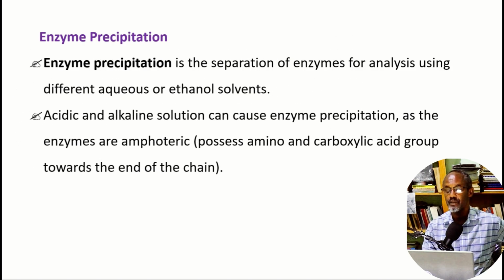Acidic or alkaline solution can cause enzyme precipitation, as the enzymes are amphoteric. That means they have both acidic nature and alkaline nature, and possess amino and carboxylic acid groups towards the end of the chain. This is the amphoteric nature. They have a positively charged region, which is the amino side, and a negatively charged region, which is known as the carboxylic side. The carboxylic acid side chain is the acidic region, so that enzymes do have a basic region and an acidic region. That's why they act as acids as well as bases, which gives them the amphoteric property.